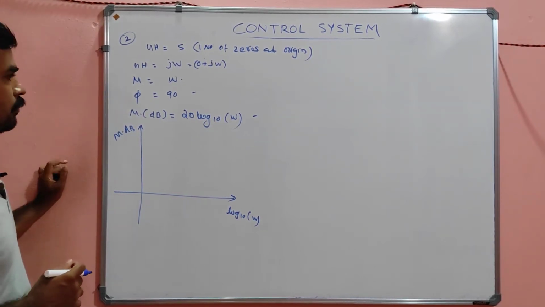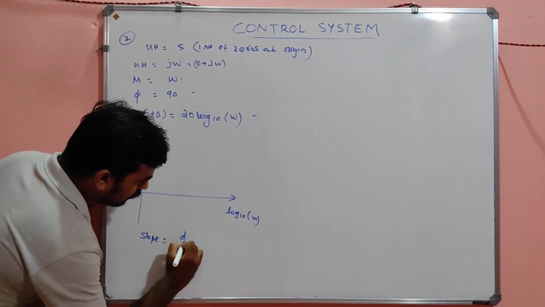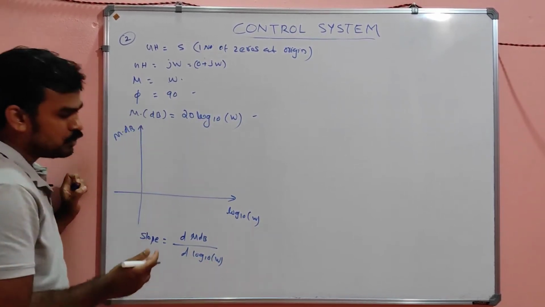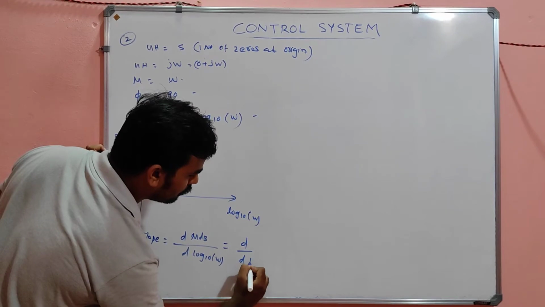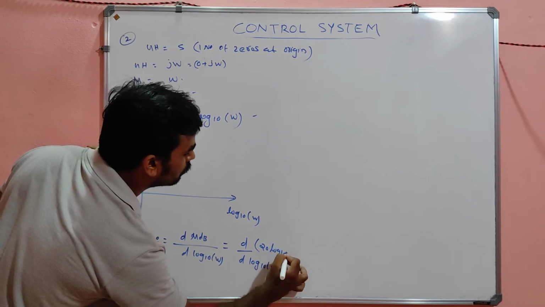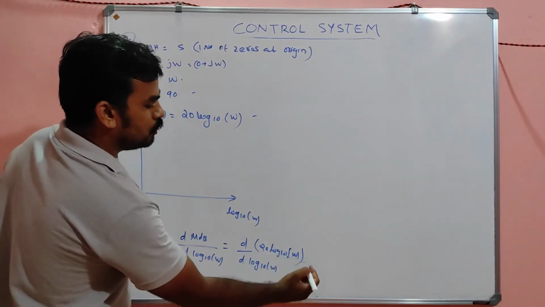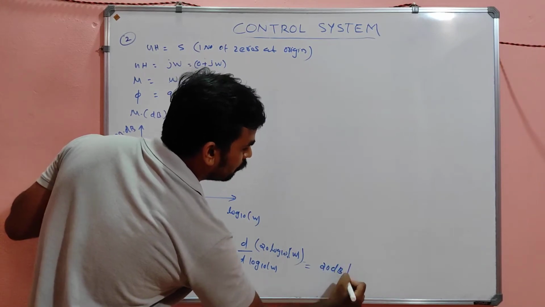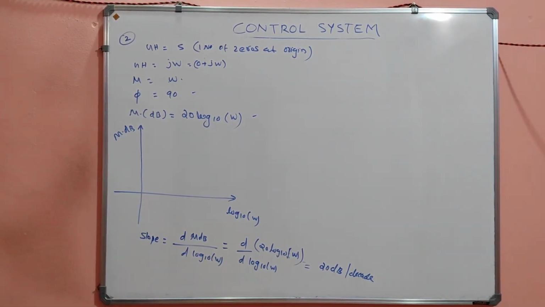So what is the slope of the graph, my dear? Slope is nothing but d M dB divided by d log 10 to the base omega. That means you have to differentiate M dB with respect to log 10 to the base omega. That is nothing but d by d of log 10 to the base omega of 20 log 10 to the base omega. You have to differentiate this with respect to that. It is simply 20, no? 20 dB per decade. Plus 20 dB per decade will be the slope.